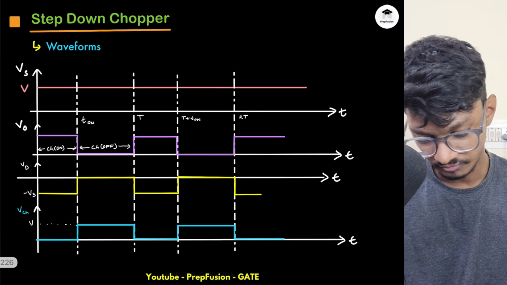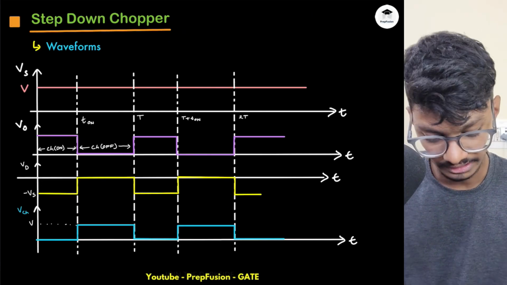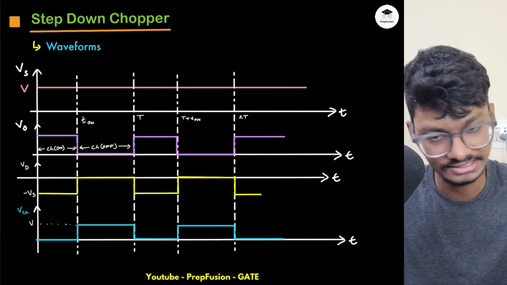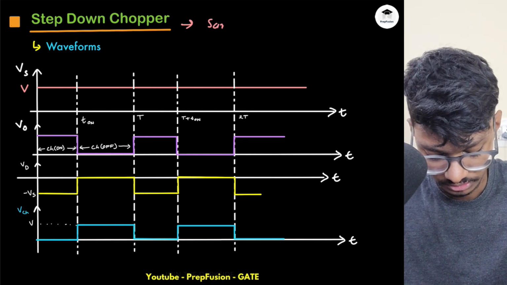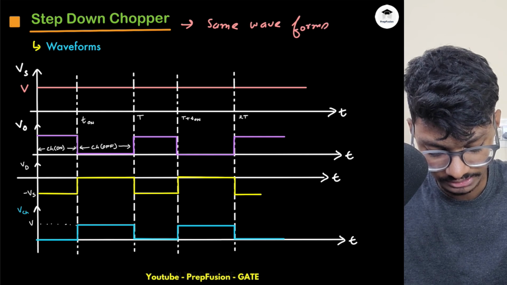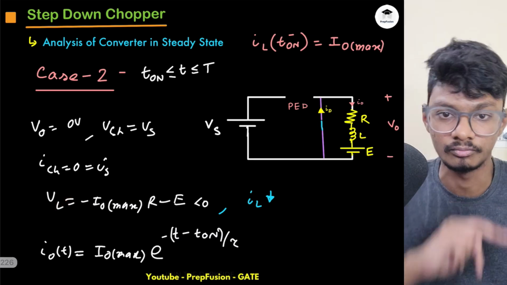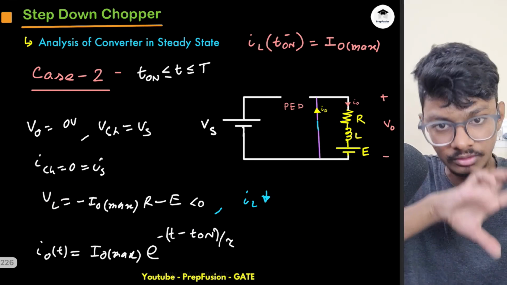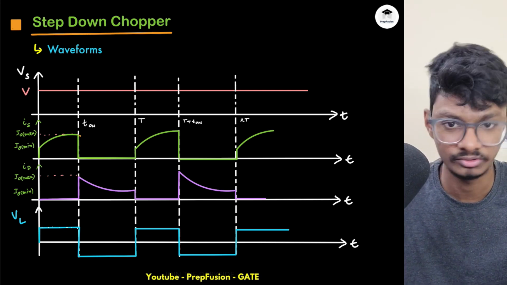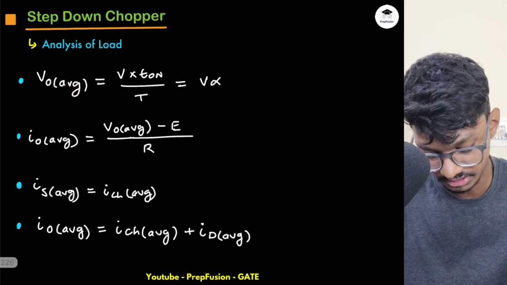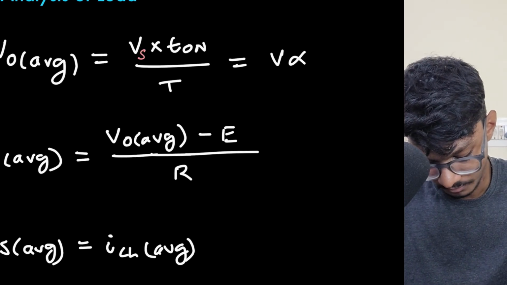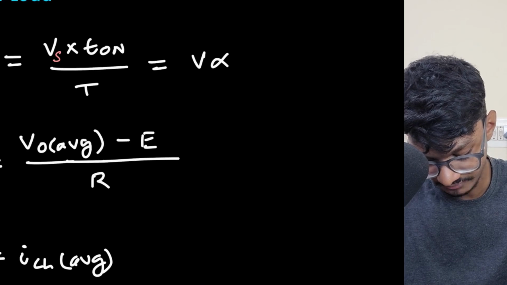Then every waveform for RLE will be the same, except the current slopes and all those things. Everything else will be the same, because here just the expression for current is changed, but it is rippling between IO maximum and IO minimum. So obviously all the waveforms will be the same. Nothing will be different. This formula will also be the same. VO average will be equal to Vs into T on by T. It is Vs alpha.